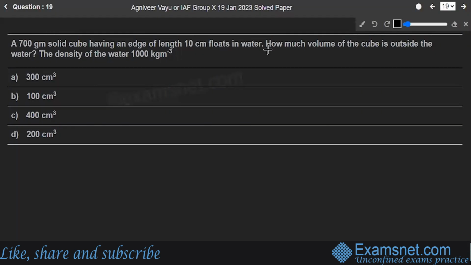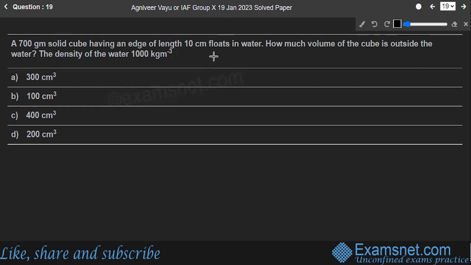Question number 19, a 700 gram solid cube having an edge of length 10 centimeter floats in water. How much volume of the cube is outside the water? The density of the water is given to be 1000 kilogram per meter cube. So, first of all, to answer the question, I'll discuss the Archimedes principle.